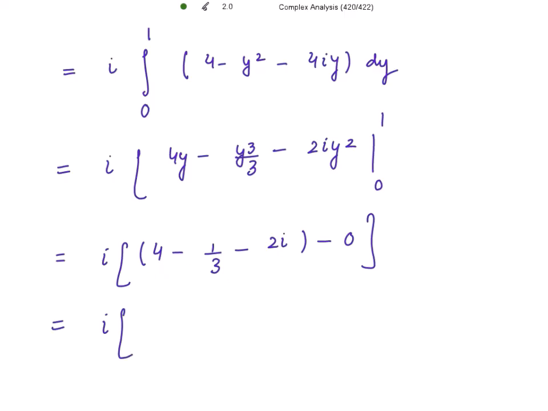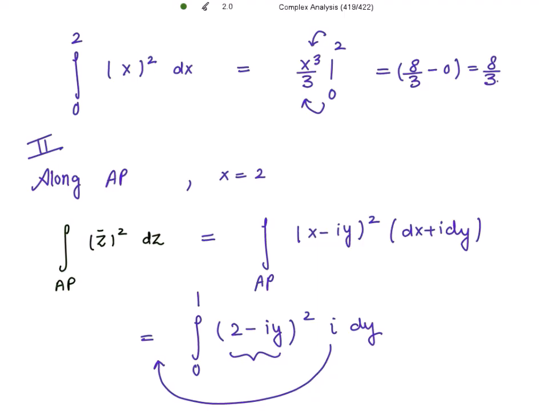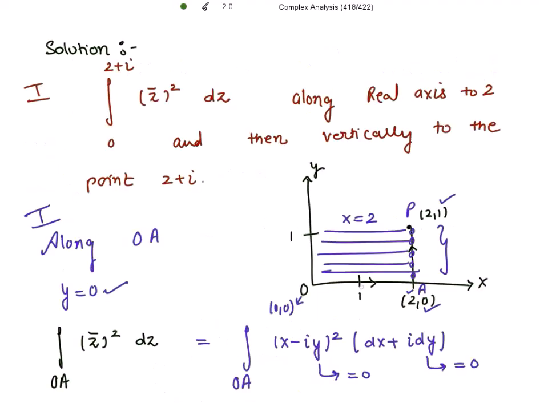So this is (12 minus 1) 11 divided by 3 minus 2 iota. Multiplying iota inside, we get 2 plus 11 iota by 3. So this is the value along AP. Now we have to add both these values to get the complete path, first horizontally from O to A and then from A to P vertically. So let's add these two values of the integral for the path OAP.